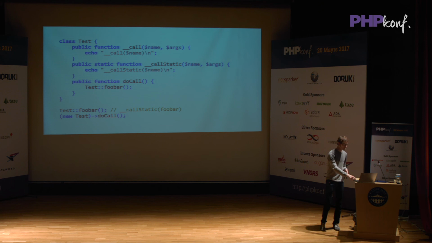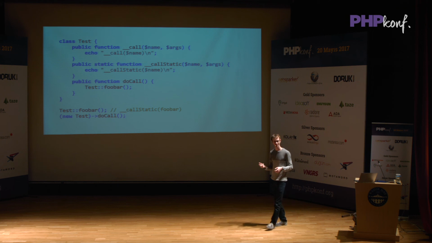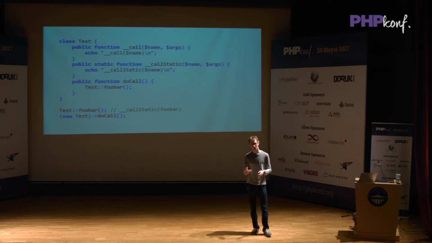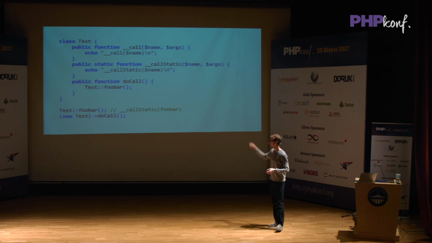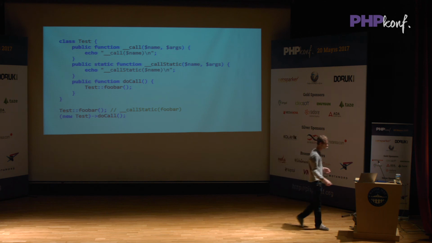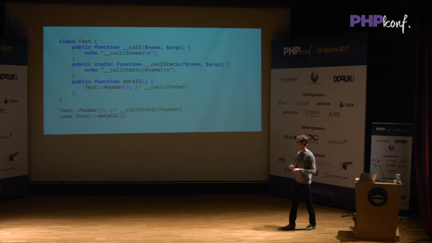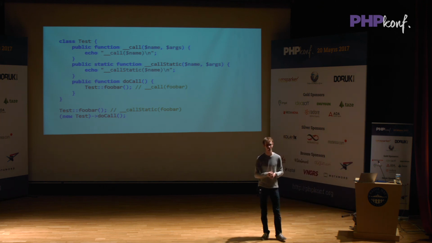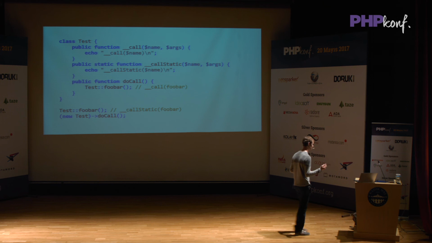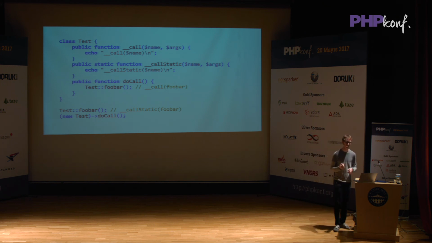On the other hand, the call inside the doCall method could mean two things. Either it is a static method call, or it is a scoped instance call. So it actually calls the instance method foobar inside the current scope. And PHP, for some reason, decides that it's actually a scoped instance call. So it will call call and not call static, which I think is not what most people expected or wanted. So lots of bug reports about that one.